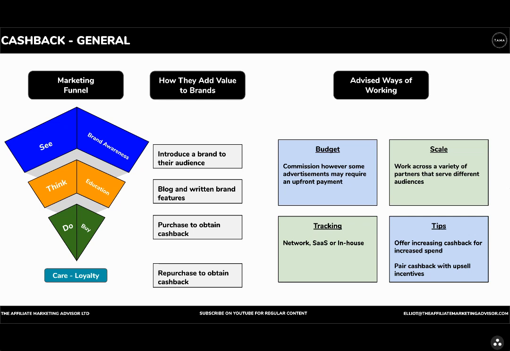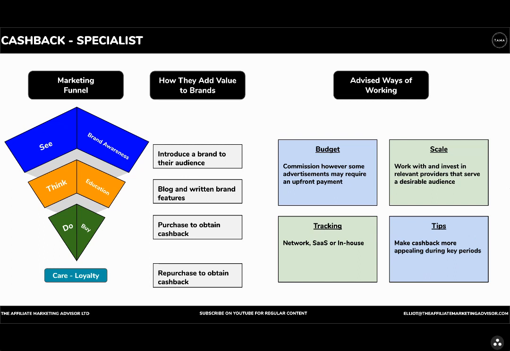And actually maybe more efficient, because if customers are typically spending $60, then even if you give them $5 off and they spend 100 in that example, you're getting $95 worth of value. Then by the time you take off the commissions and any other fees, you're probably still getting a decent size of incremental basket value from that transaction. So Scale is working across a variety of partners that can serve different audiences. And then, again, offering increased cashback for increased spend in terms of tips, and pairing cashback with upsell incentives.